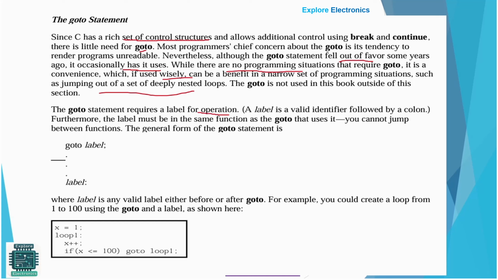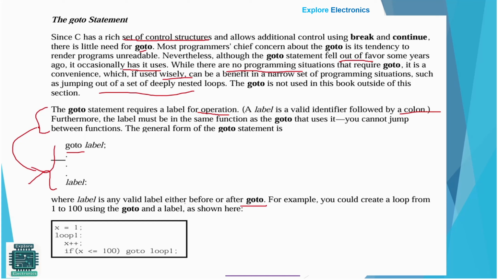The goto statement requires a label for operation. A label is a valid identifier followed by a colon. Here, see the goto syntax. In this paragraph, they are explaining the syntax. As it was short, I have pasted the textbook content itself. Here goto is mentioned, and next it is followed by a label, where the label is any valid label either before or after the goto.